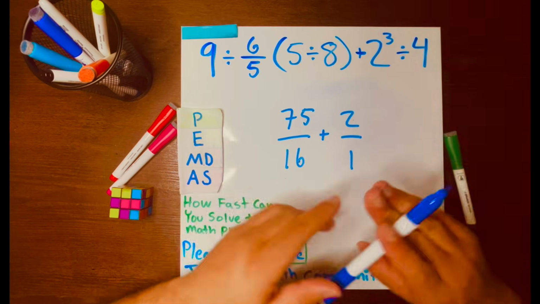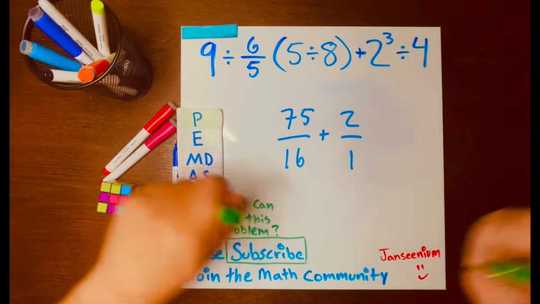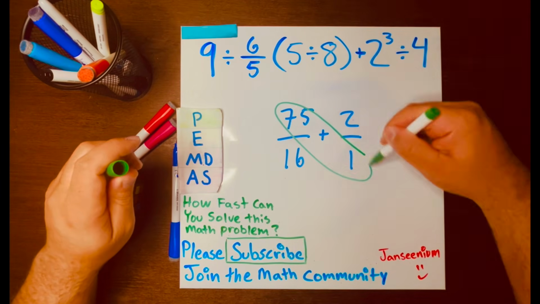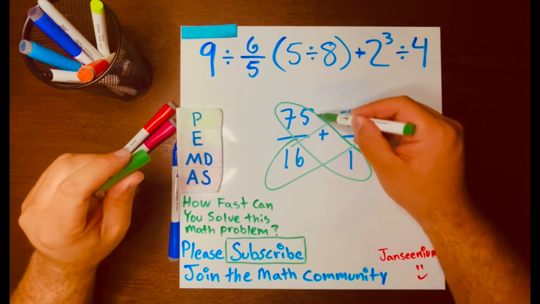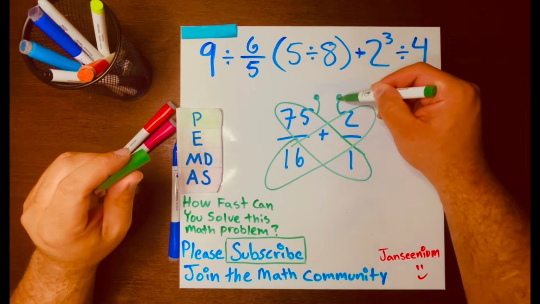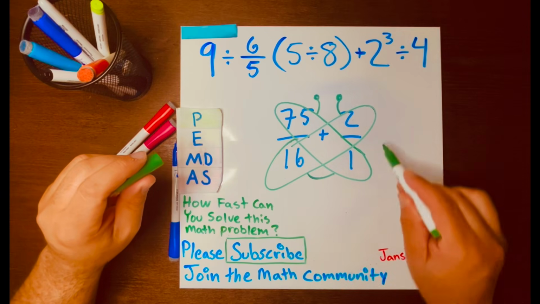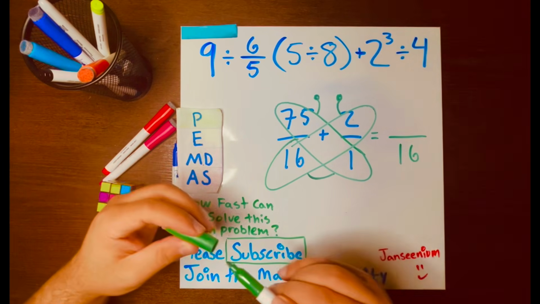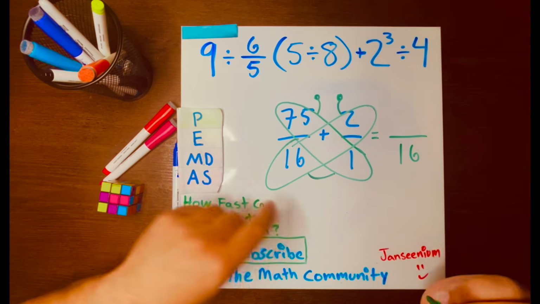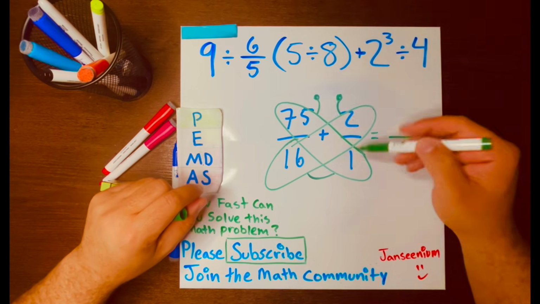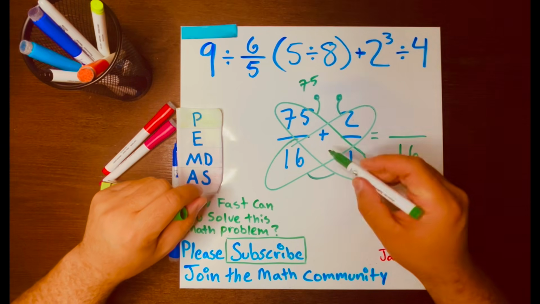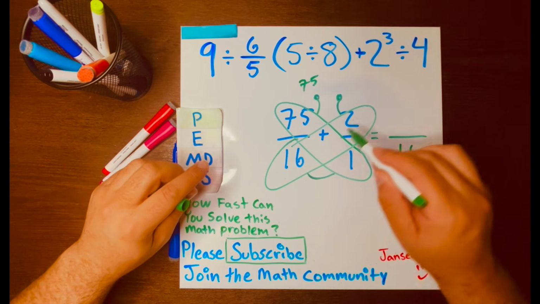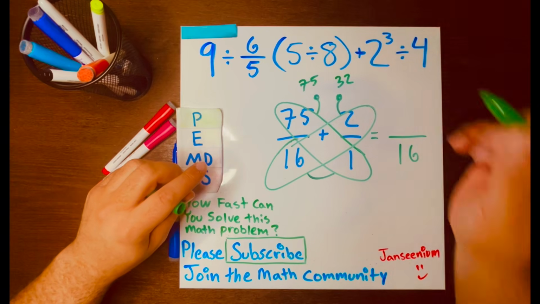Because I will use the butterfly method. And I multiply what's inside the wings, and then write the results above the antennas. That's a pretty butterfly. And the denominator will always give you the denominator. Good job. Next, I multiply what's inside the wings. 75 times 1 is 75. That was easy. 16 times 2 is 32.